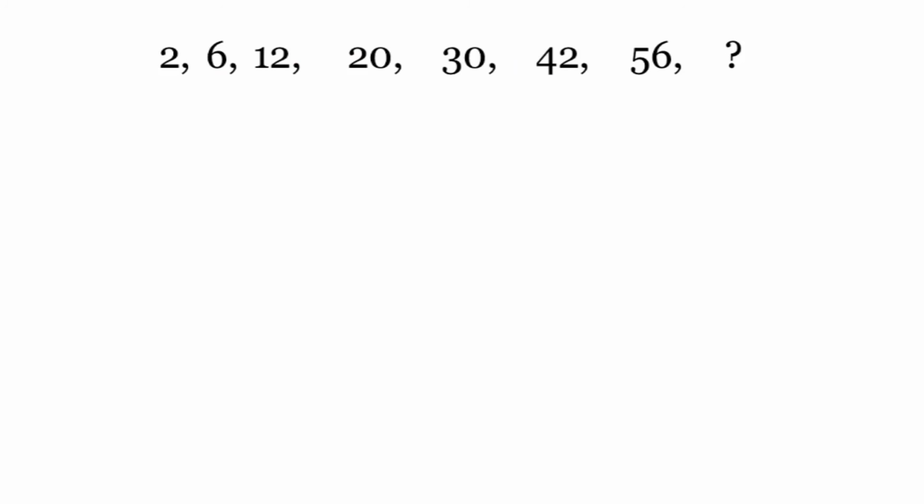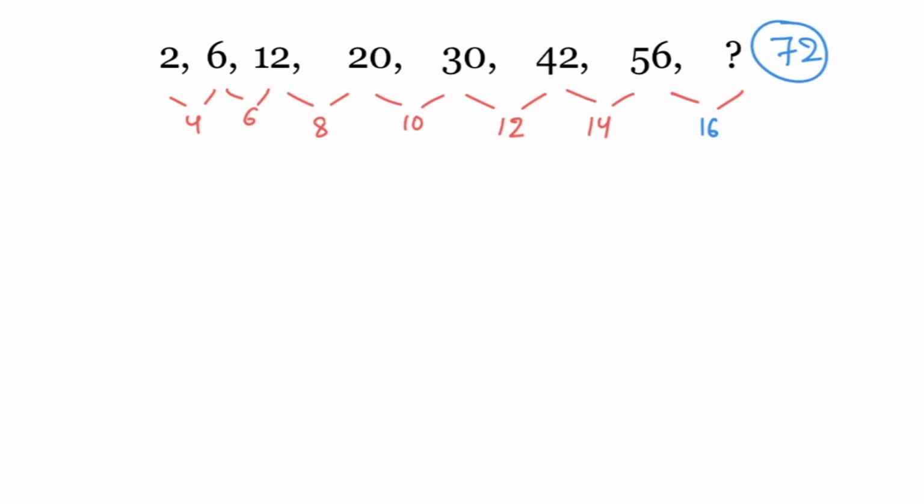And next series, 2, 6, 12, 20, 30, 42, 56 and find next number. We start with differences. 2 plus 4, 6. 6 plus 6, 12. 12 plus 8, 20. Plus 10, 30. Plus 12, 42. Plus 14, 56. And next difference is possibly after 4, 6, 8, 10, 12, 14, next difference is 16. 56 plus 16 is 72. Missing number is 72.